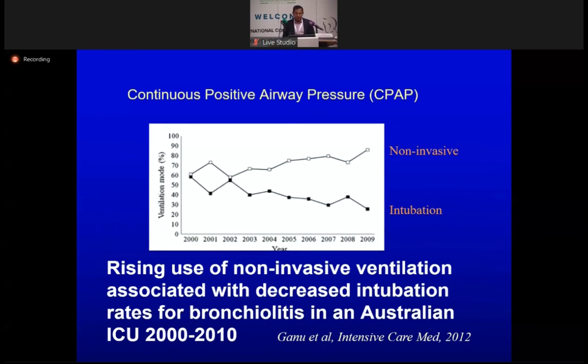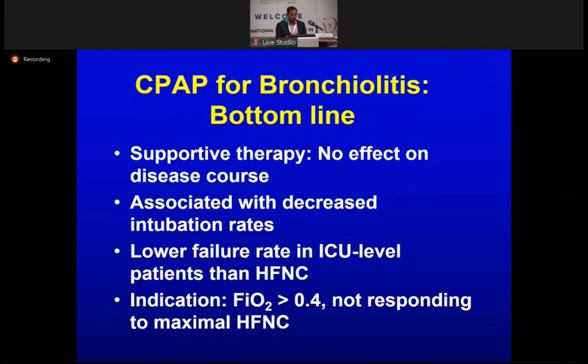So this is a good slide that shows that over time in the study, they found that as the use of non-invasive ventilation modalities increased, and this was mainly related to CPAP, the rate of intubation went down. So lots of cases of intubation can be averted if these modalities are used in time. So bottom line, for bronchiolitis, we use CPAP as a supportive therapy. Again, similar to high flow, no effect on disease course, but it is associated with decreased intubation rates, lower failure in ICU level patients than with HFNC.